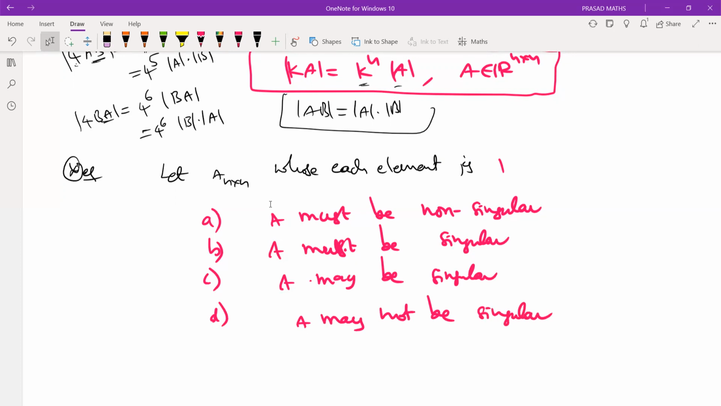Yeah, tell me which option is right. A must be singular, sir. Suppose you take n equals 2. A equals, suppose singular? Singular, you are saying? Suppose we take A equals the identity matrix. Then it is non-singular, right? Each element is one.